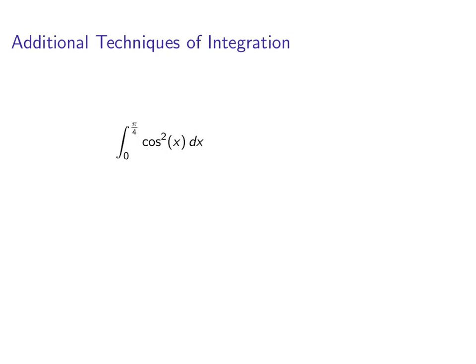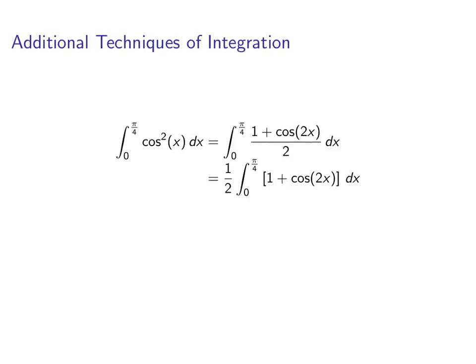All right, let's go back now to the integral from the original problem, the integral from 0 to pi over 4 of cosine squared x dx. What we'll do is replace the cosine squared x with 1 plus cosine 2x over 2. This is using our half angle formula. I'll just pull the 1/2 out, and now I'm ready to compute an antiderivative.